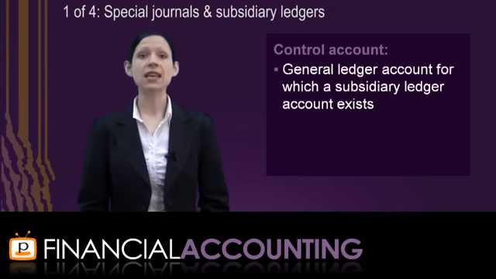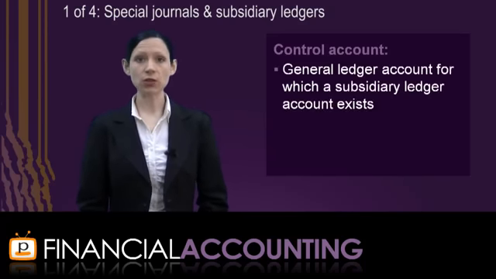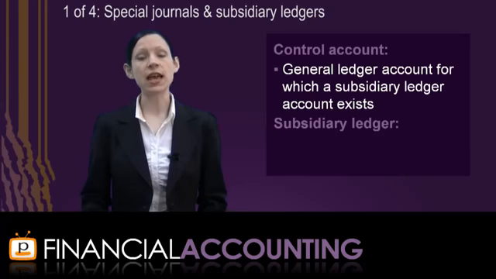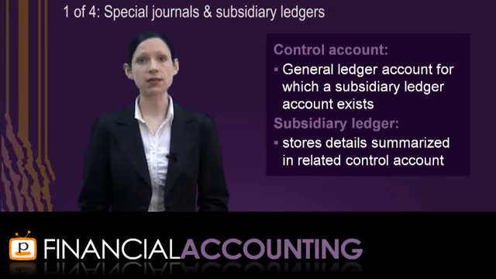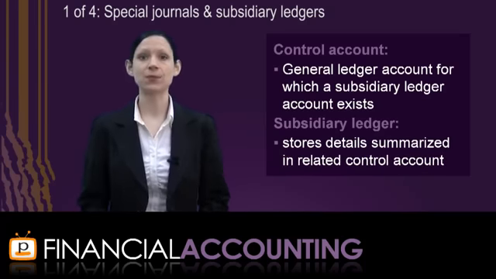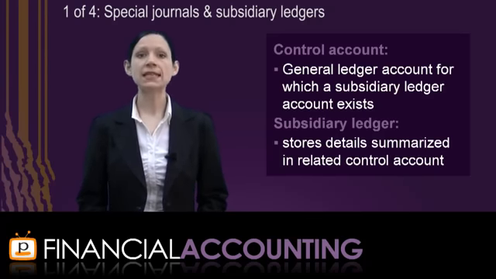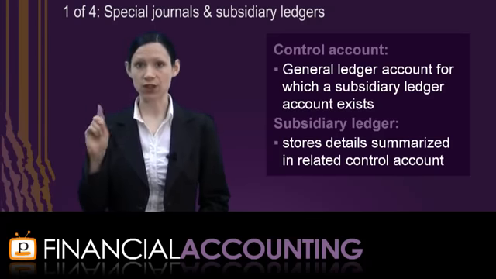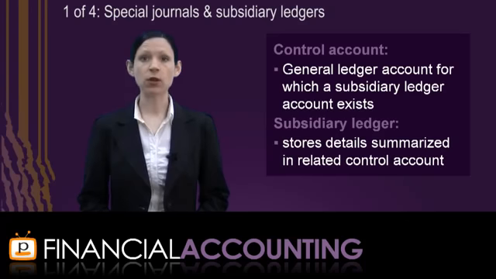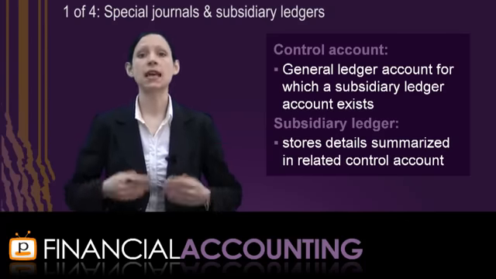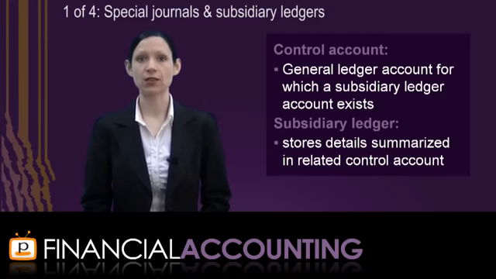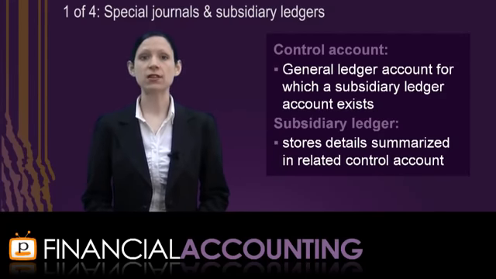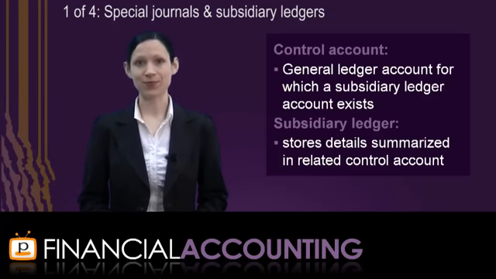A control account is a general ledger account that summarises the information contained in its related subsidiary ledger. A subsidiary ledger is an accounting record that stores the details summarised in the related control account. The thing to remember is that subsidiary ledgers are not part of the general ledger. They are separate records that exist to free the general ledger from excessive detail and to keep an up-to-date balance on each separate subsidiary ledger account. So the information detailed in subsidiary ledgers needs to also be recorded in the general ledger as well.